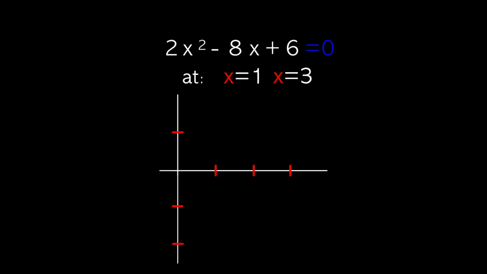This makes sense because 2x squared minus 8x plus 6 when graphed looks like this. And as you can see, it is equal to 0 both at x is equal to 1 and x is equal to 3.